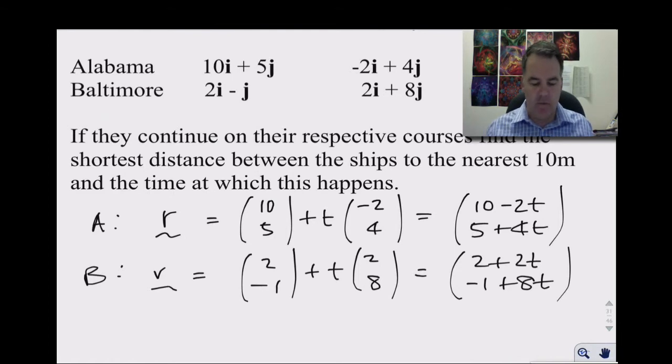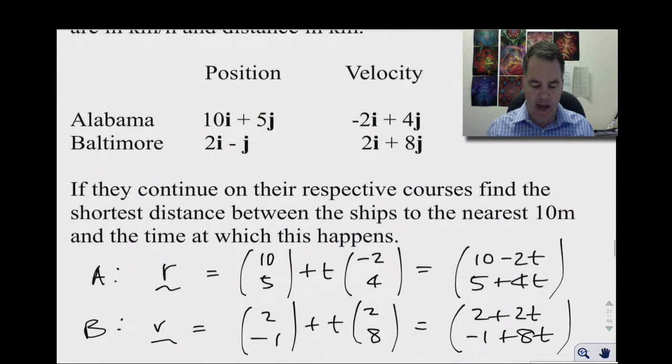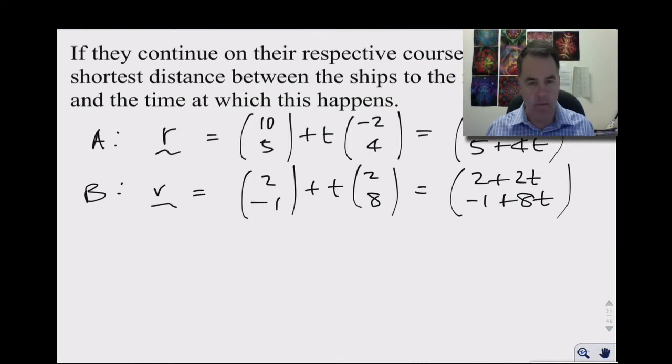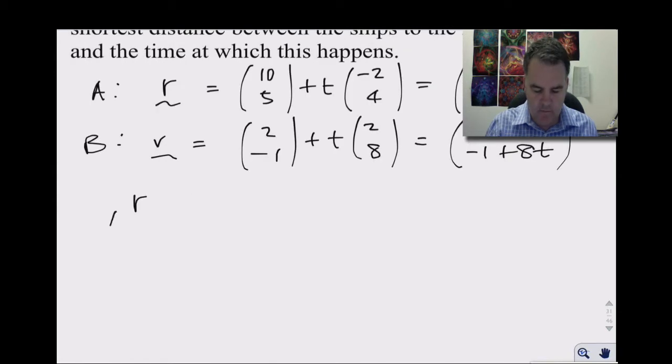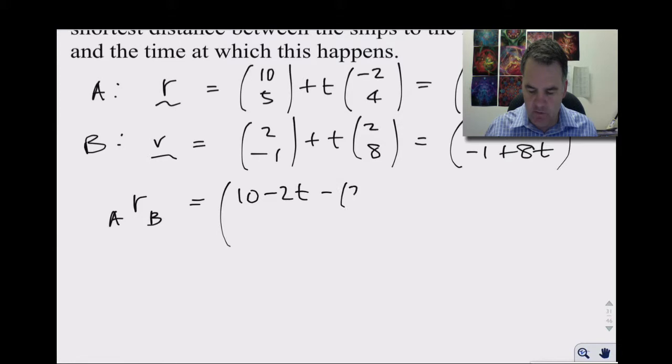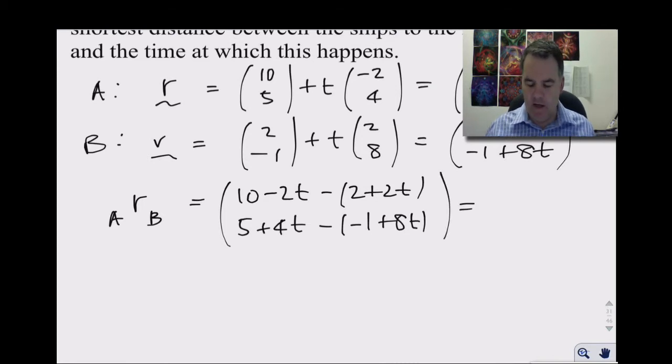Right. So what's the vector? The relative vector A to B. Remember, I'm going back to this formula here. So RBA in this case, or I could go RAB and VBA. It doesn't matter. So let's go RAB. Okay, so what's RAB? So that is the position vector of A minus the position vector of B. So we're saying 10 minus 2t minus 2 plus 2t. That's for the x coordinates. And 5 plus 4t minus -1 plus 8t. Okay, this is the position of A relative to B at any time t.